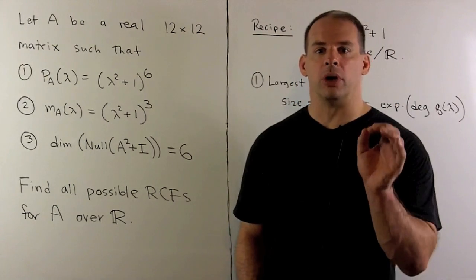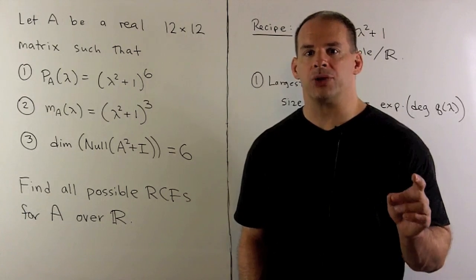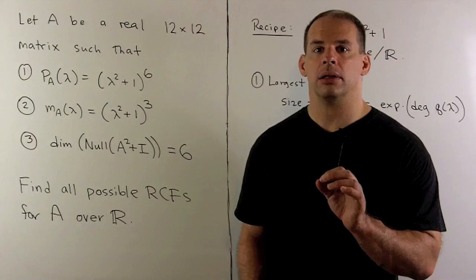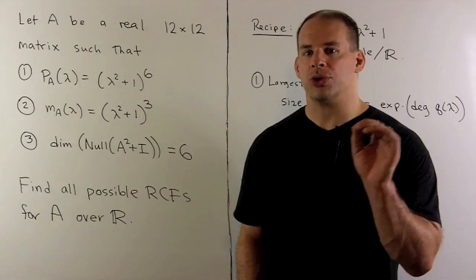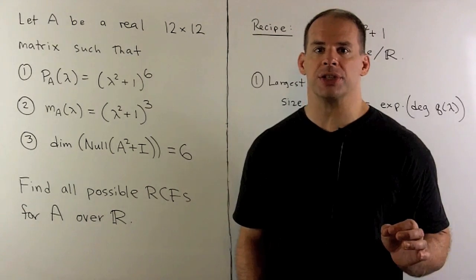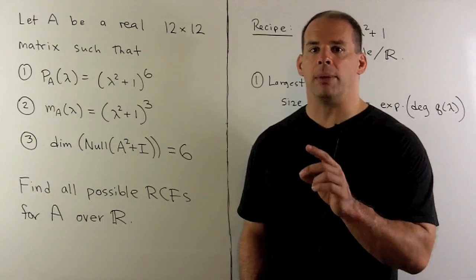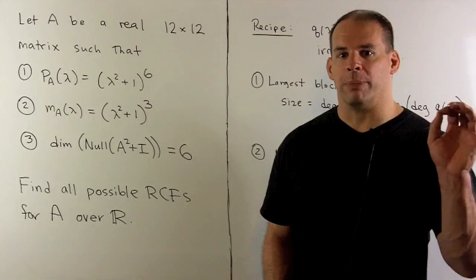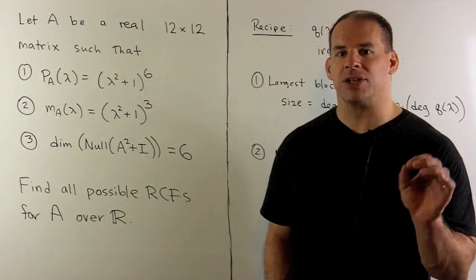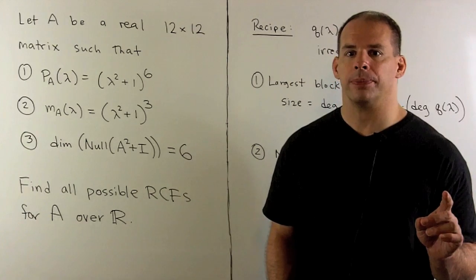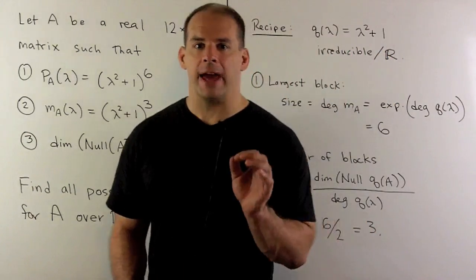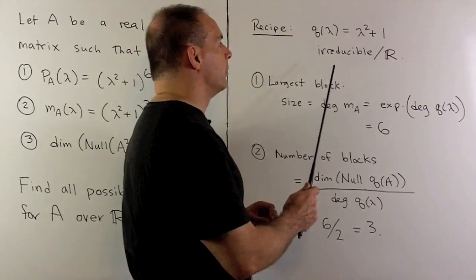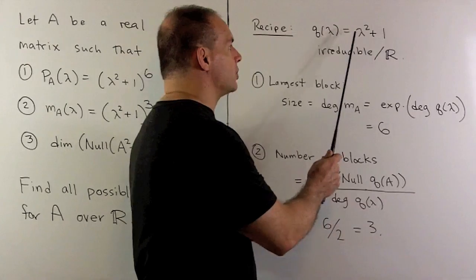Now, in our previous problem, we studied a matrix whose rational canonical form consisted of a single block. So, the focus there was on understanding companion matrices. In this problem, we want to focus on the information that tells us the number of blocks and the size of our largest block. So, with that, we have our irreducible factor over R. It's going to be Q(λ) equal to λ² + 1.